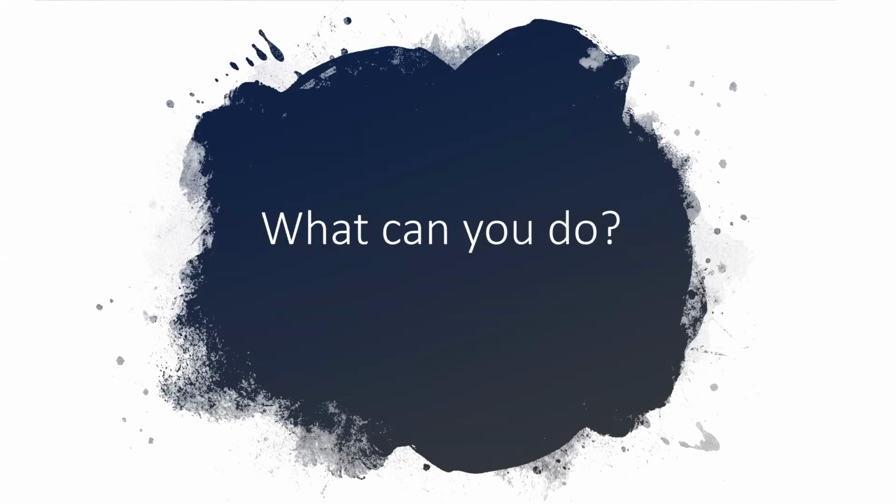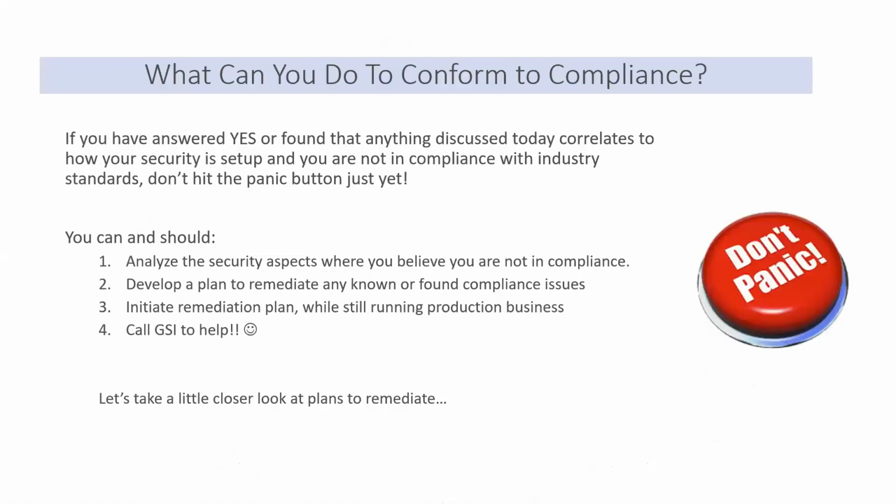But everything we've looked at, the security types, the security hierarchy, the role-based, the process-based roles versus the job-based roles, the open versus closed models, we should have at least a little bit of a better understanding of how security works and what the different types of models are. What can you do to conform to compliance?